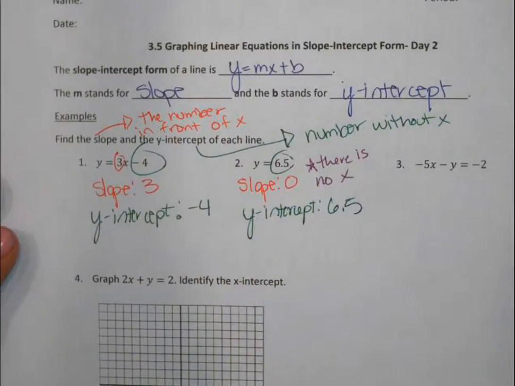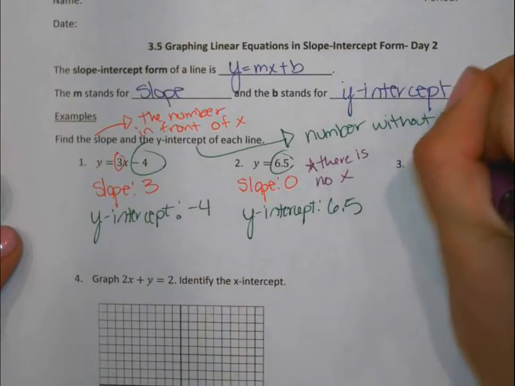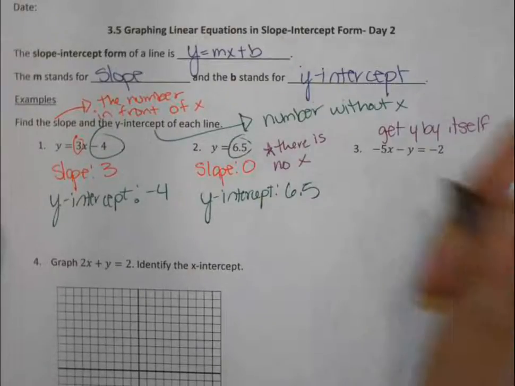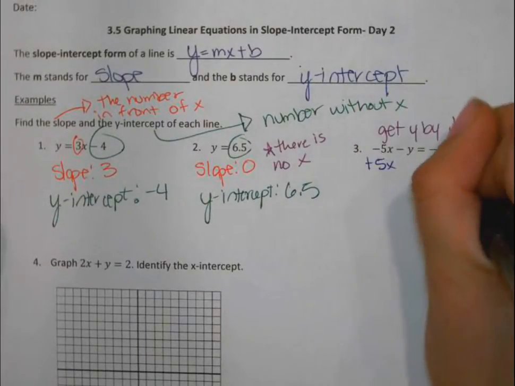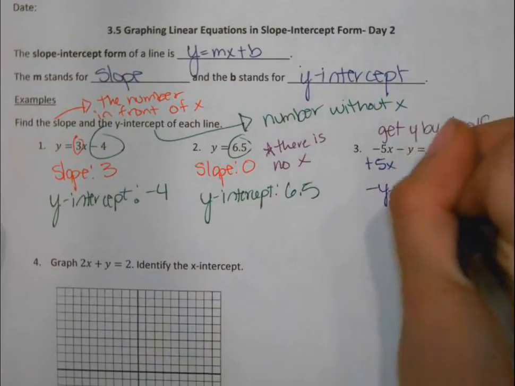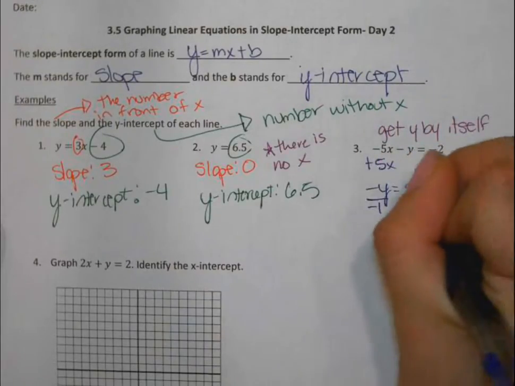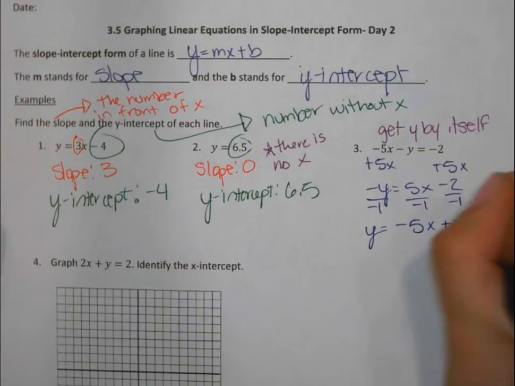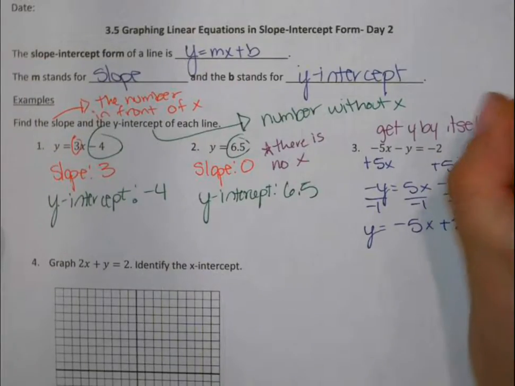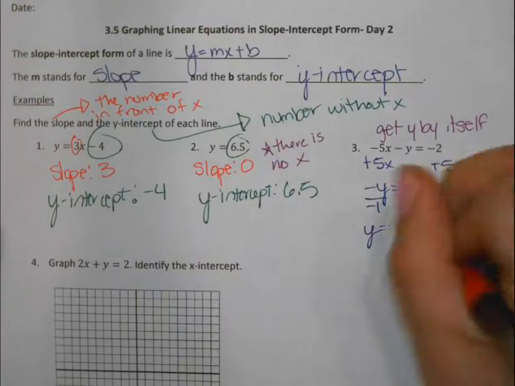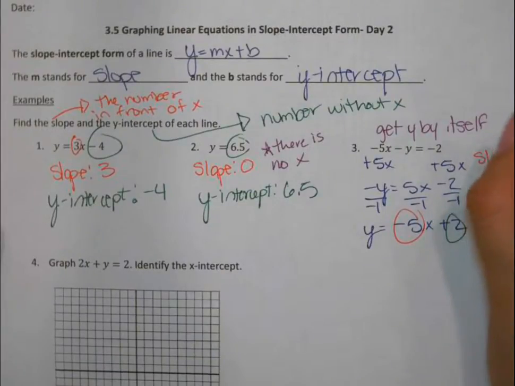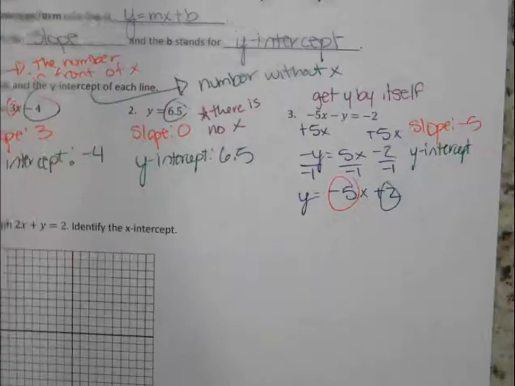On number 3, I want to get y by itself. So I'm going to isolate this variable, just like we learned at the end of chapter 1. So I'm going to add 5x to both sides. I have negative y equals 5x minus 2. Then I divide everything by negative 1. I get y equals negative 5x plus 2. So my slope here is the negative 5 out front. And my y-intercept is the positive 2 at the end. That's off the screen.